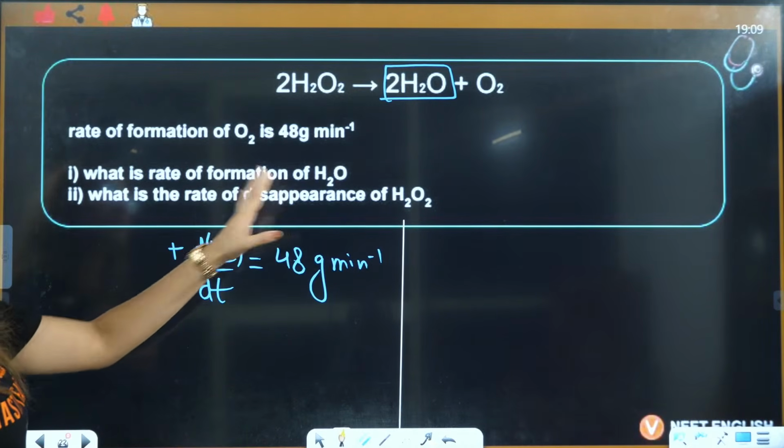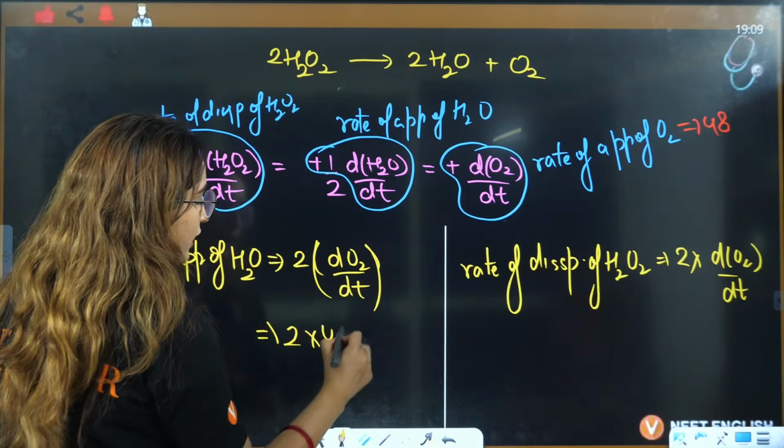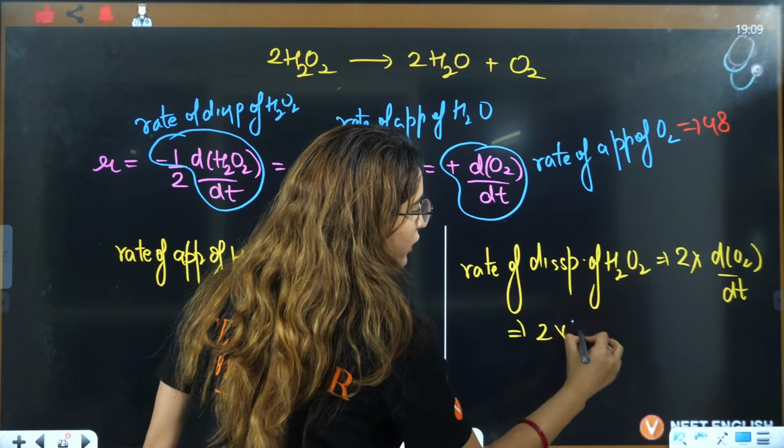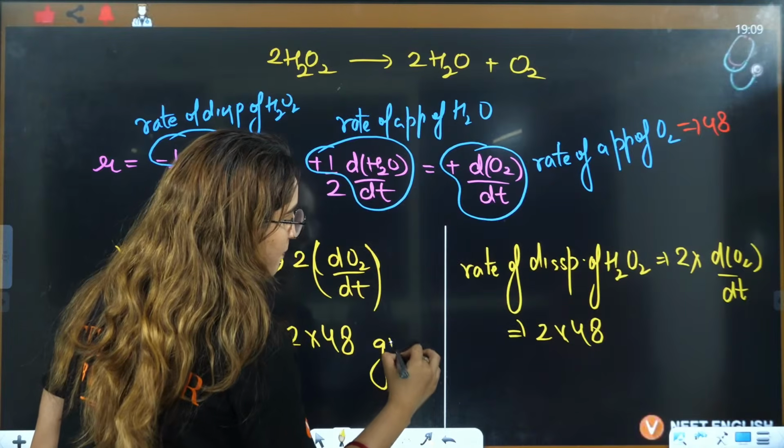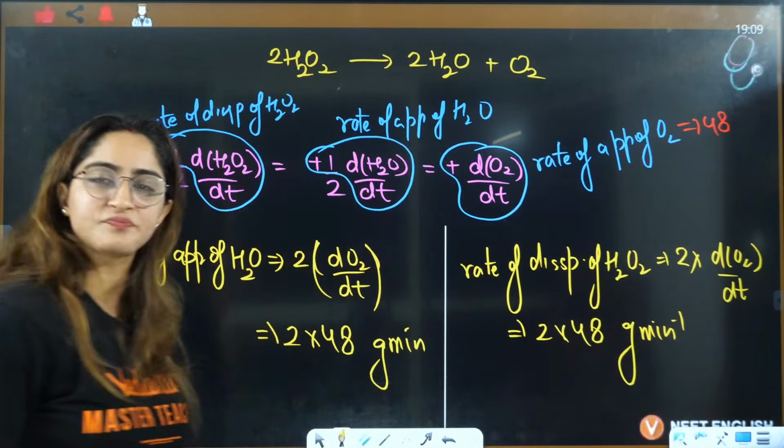As a rate of formation of H2O, disappearance of this, you're just going to write 2 into 48 here, and here also it is 2 into 48. Answer will be in gram per minute only.